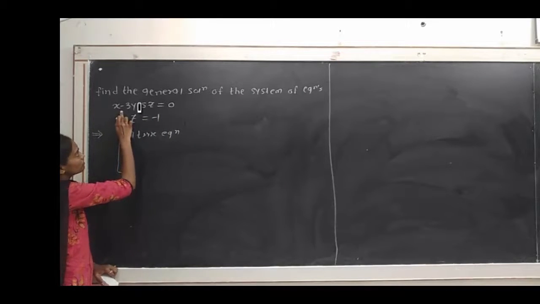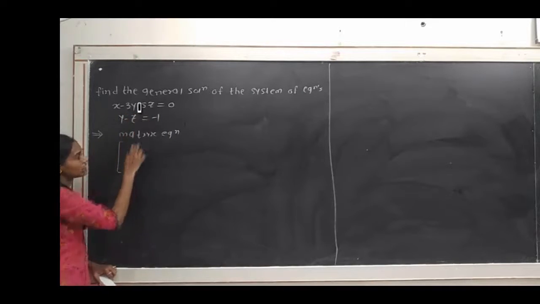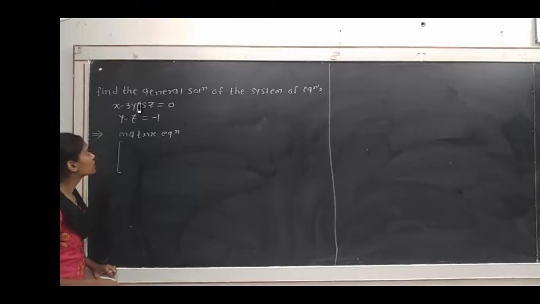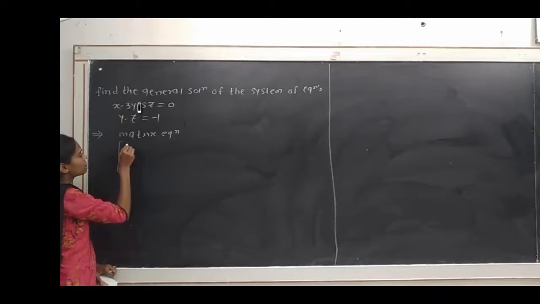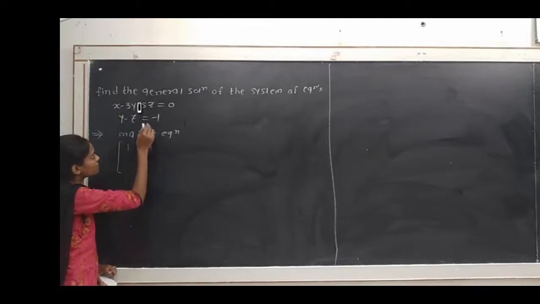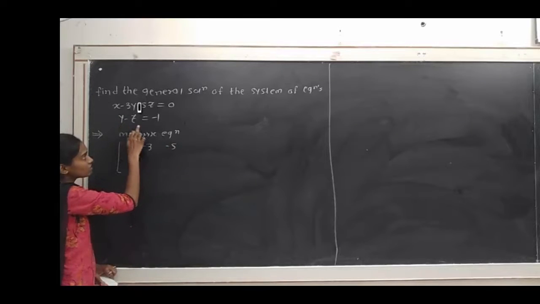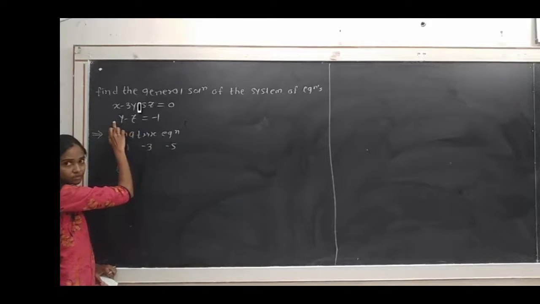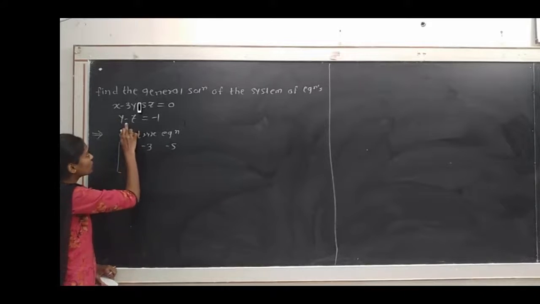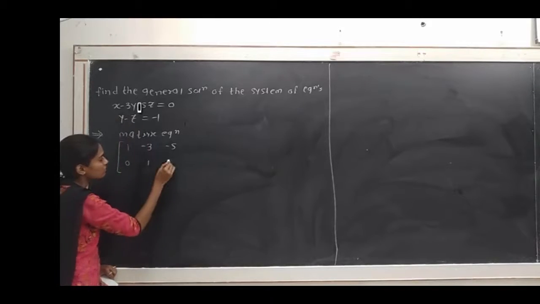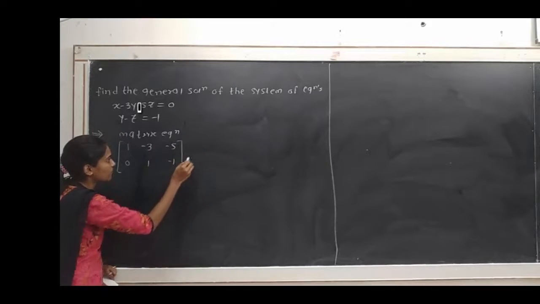Here the number of variables is 3: x, y, z. So we have to get 3 columns, and the number of equations is 2, so we have to get 2 rows. The coefficient of x will be 1, the coefficient of y will be minus 3, and the coefficient of z will be 5. In the second equation x is absent, so we consider the coefficient of x as 0. So 0, the coefficient of y will be 1, z will be minus 1. This is the A matrix.